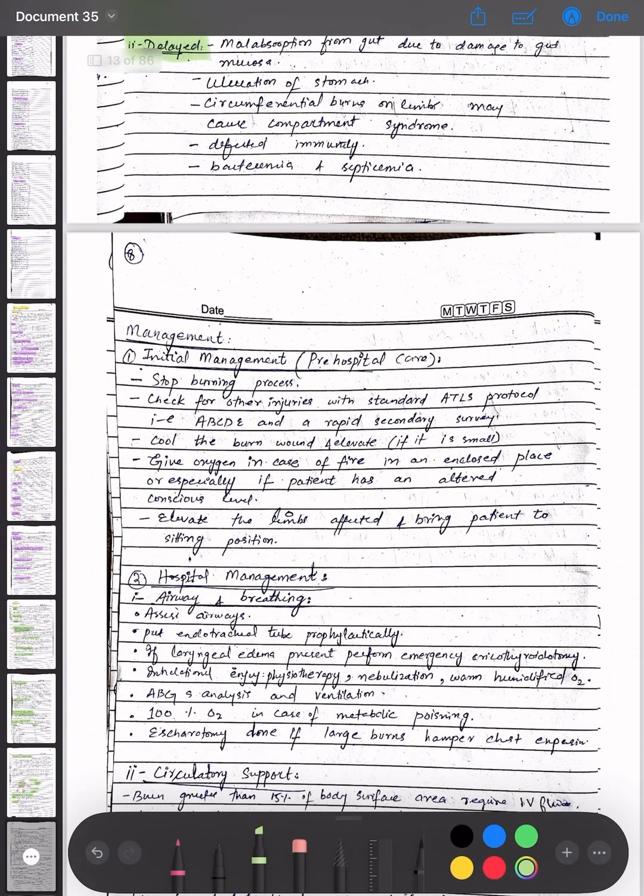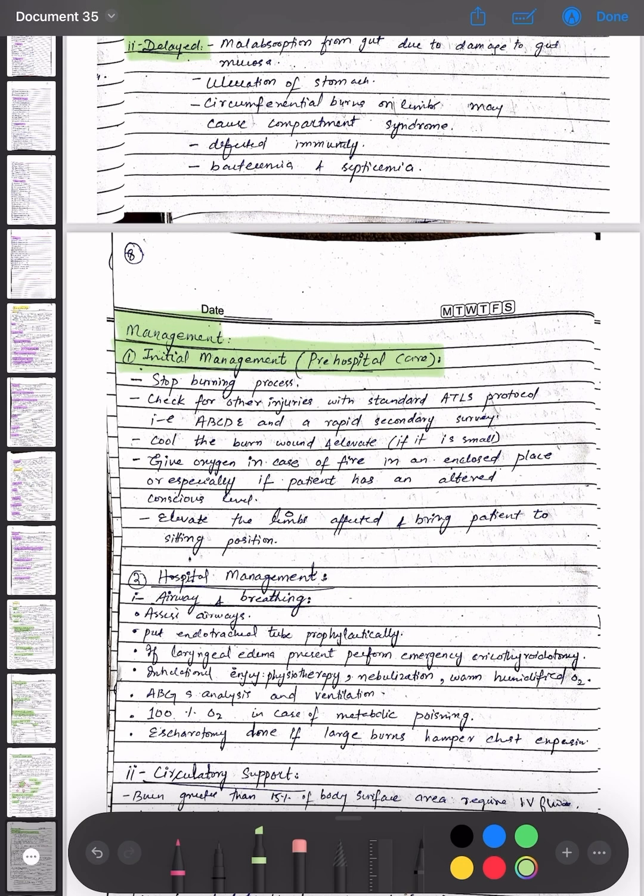First, we have to do the initial management, that is pre-hospital care. We have to stop the burning process, then check for other injuries with standard ATLS protocol, that is ABCDE, and a rapid secondary survey. Advanced Trauma Life Support is ATLS, and ABCDE is airway, breathing, circulation, and so on.